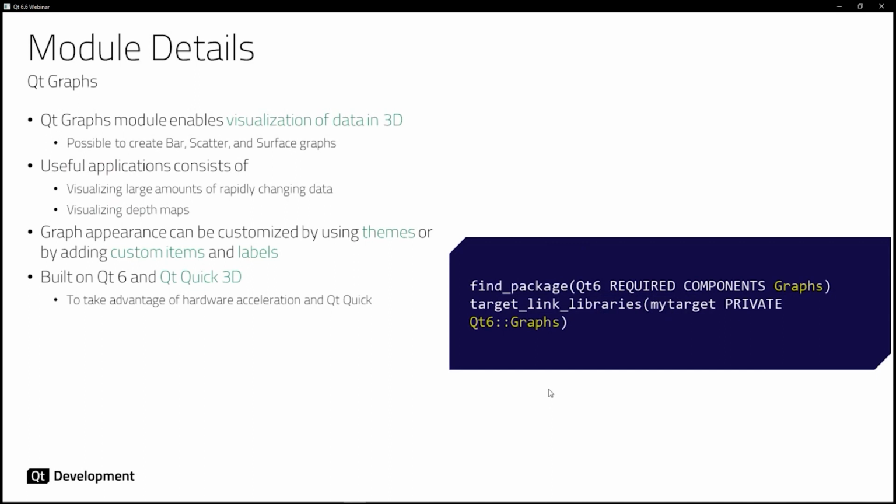The Qt Graphs module is going to enable the visualization of data in 3D. This means it's possible to create bar, scatter, and surface graphs using Qt Graphs. Useful applications of this consist of visualizing large amounts of rapidly changing data or visualizing depth maps. You can change the appearance of your graphs in Qt Graphs by customizing them by using themes or by adding custom items and labels to the graphs. And these graphs are built on Qt 6 and Qt Quick 3D, which allows us to take advantage of things like hardware acceleration and Qt Quick.